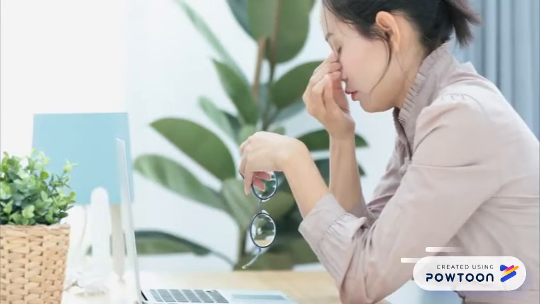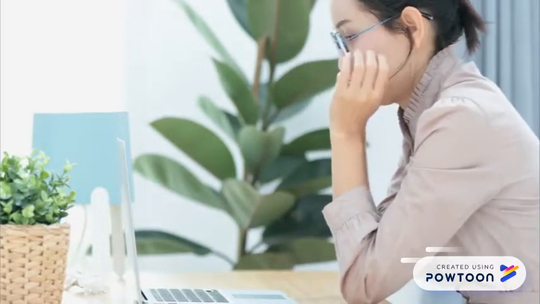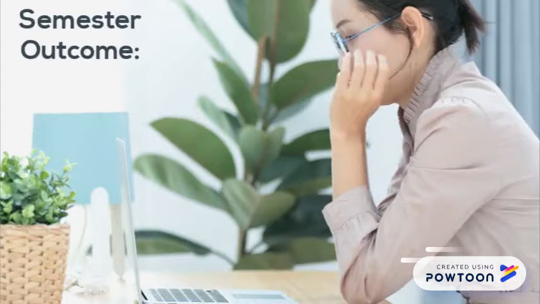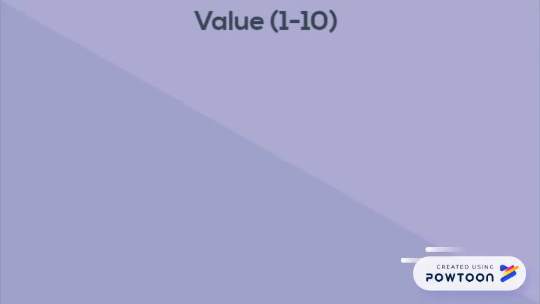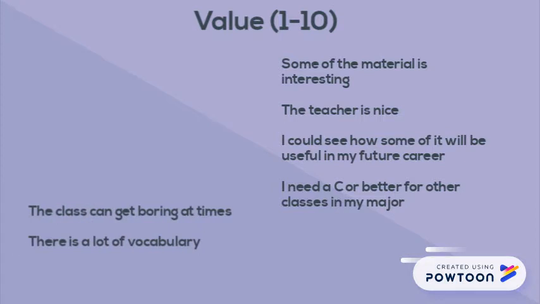So now that you understand the difference between an outcome and an experience, we want to take a look at a semester outcome. For example, let's say I want to earn at least a B in my psychology class this semester. So now what I want to do is on a scale from 1 to 10, determine how much I value this outcome of a B in psychology. So I can start to sort of brainstorm some of the pros and cons. It's something I think will be useful for me, but I still see a lot of vocabulary. So I'm going to put the number 7 on my value.